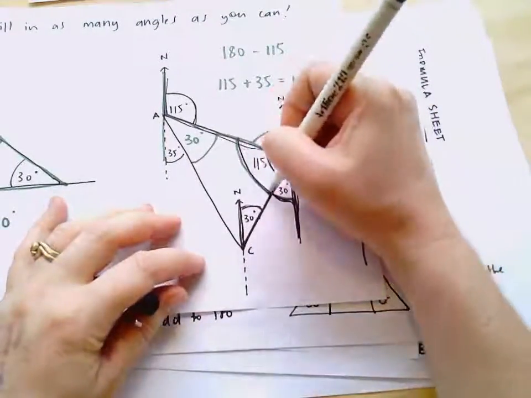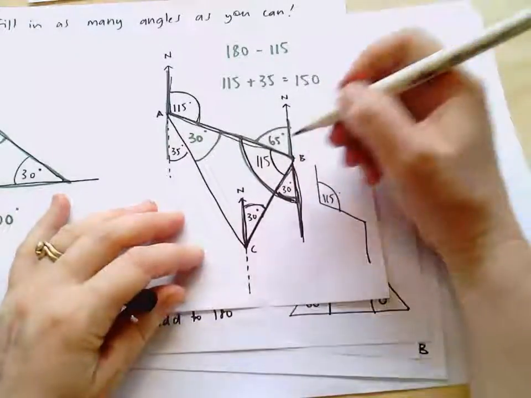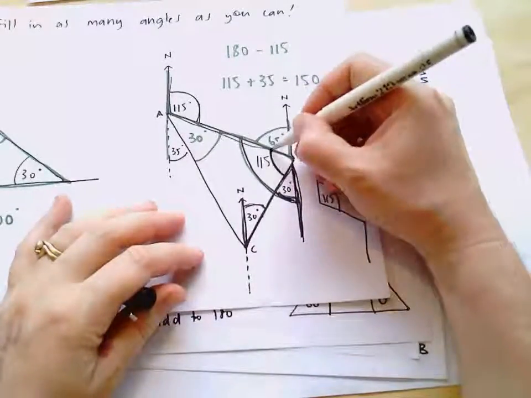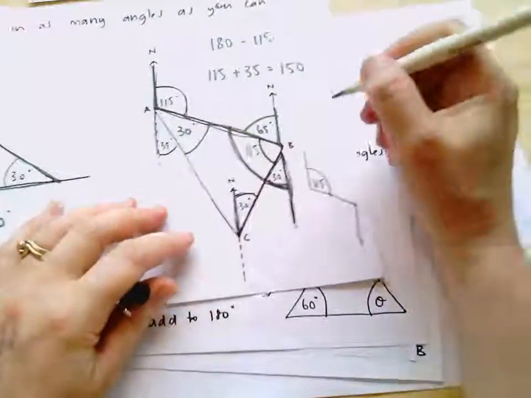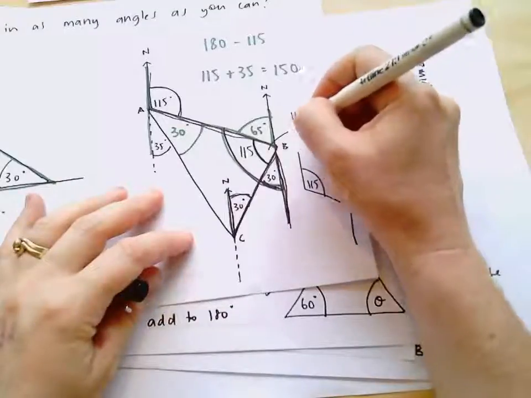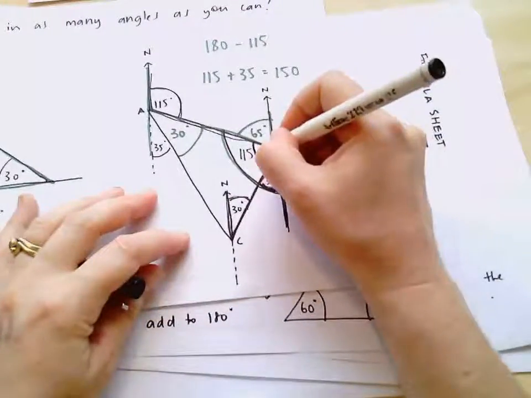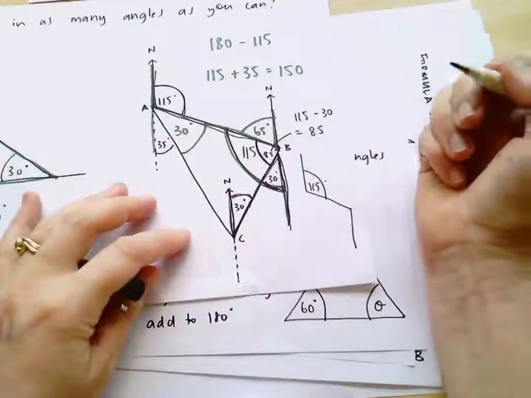If I know that this whole thing is 115, and this little part of it is 30, then I can work out that this one here must be the difference between the two. So it must be 115 minus 30. And of course 115 minus 30 would give me 85. So this here must be 85 degrees.